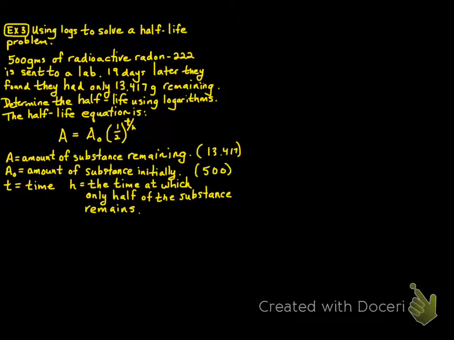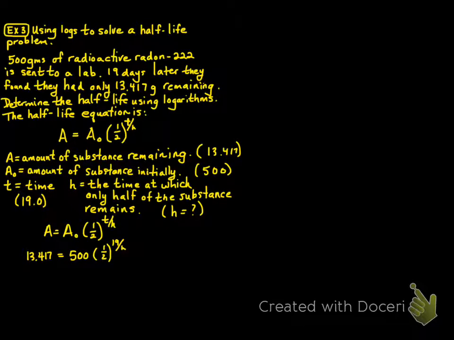The amount of substance initially, of course, was 500 grams. Our time, we're told, is 19 days. And h is what we're trying to find. So when we plug all that into our equation, you're going to get 13.417 equals 500 times 1/2 to the power of 19 over h.